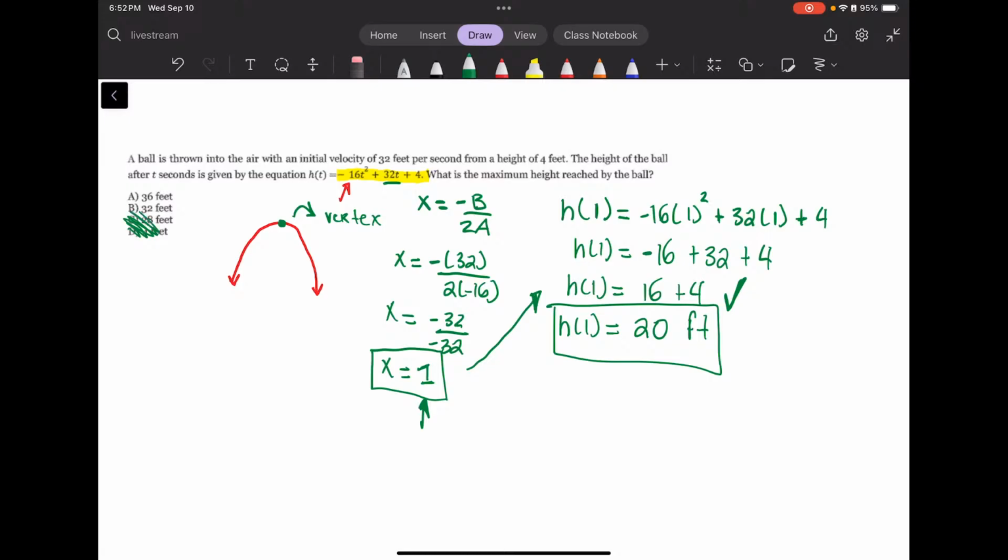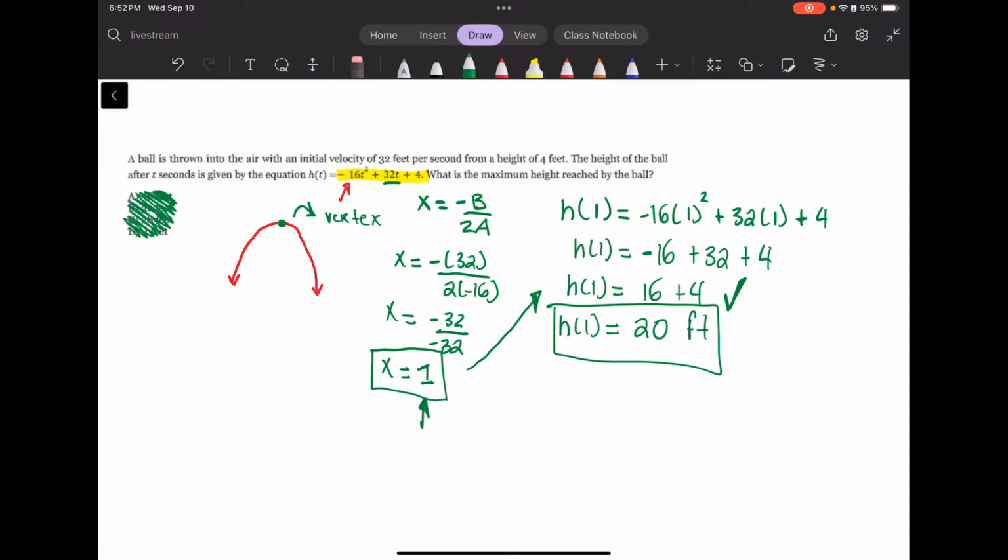And when I look at my answer choices, it looks like I may have copied the wrong answer choices. So we're not going to pay attention to this. I put the wrong answers there. I'm sorry. But the correct answer choice is going to be 20 feet. And he's going to reach that 20 feet after 1 second.